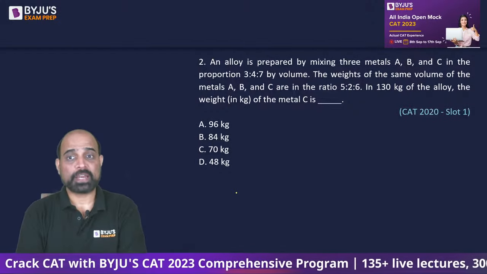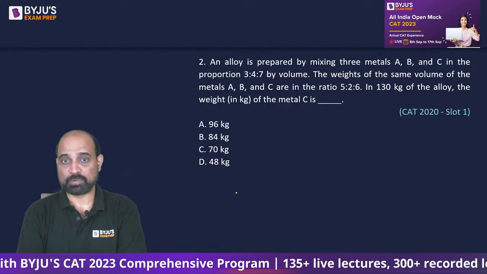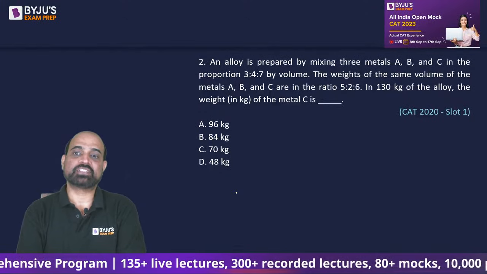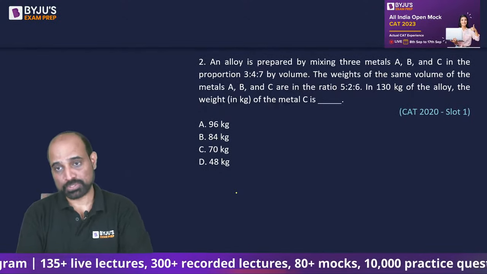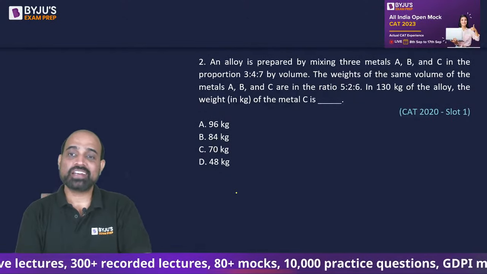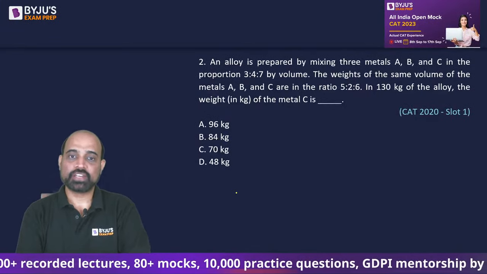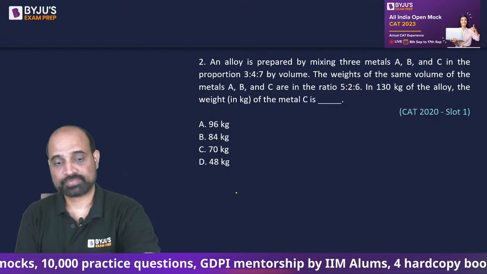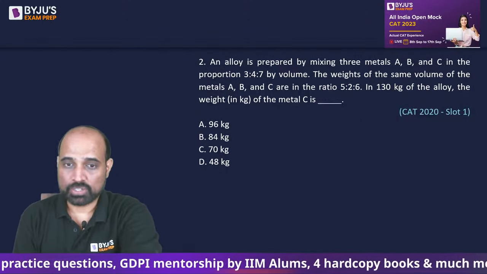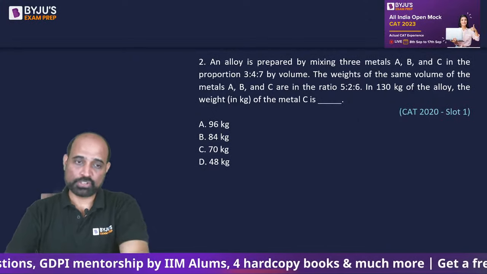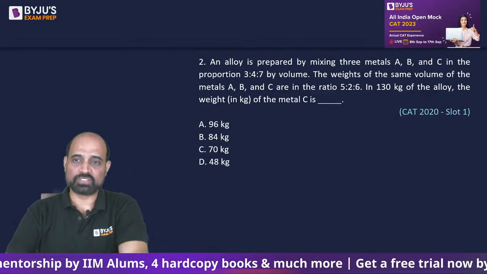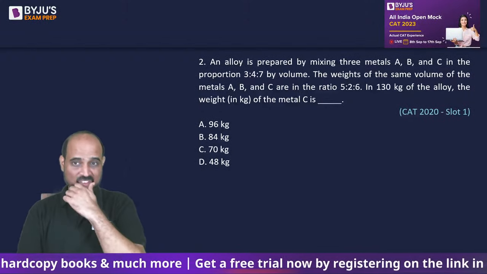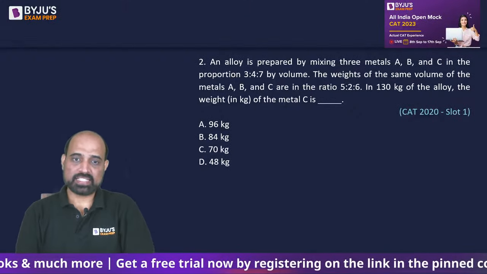An alloy is prepared by mixing 3 metals A, B and C in the proportion 3:4:7 by volume. The weights of the same volume of metals A, B, C are in the ratio 5:2:6. In 130 kg of the alloy, the weight of the metal C is going to be how much? Right? So this is again a very straightforward question, and I believe ये बहुत ही recent question है ना? Okay. Metal C.